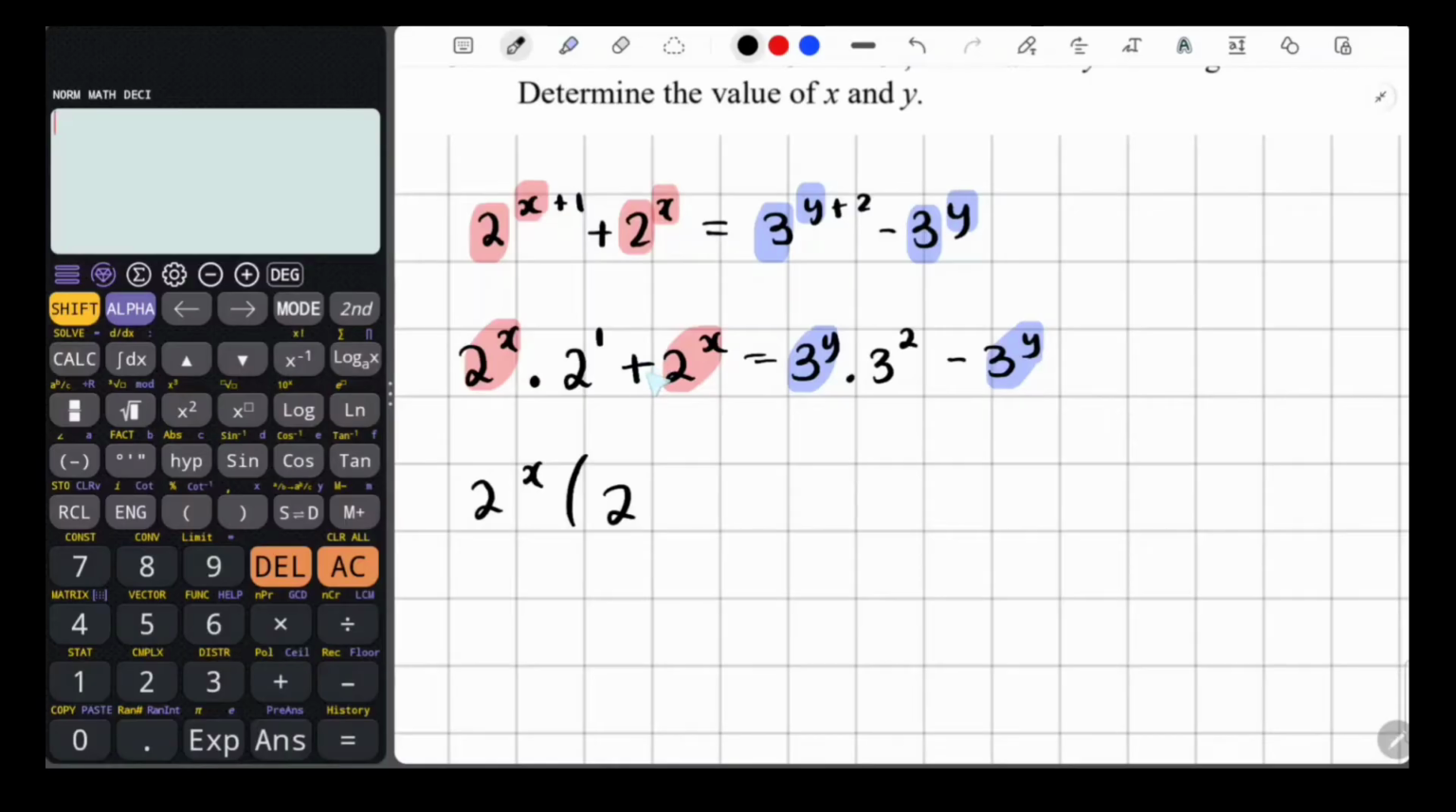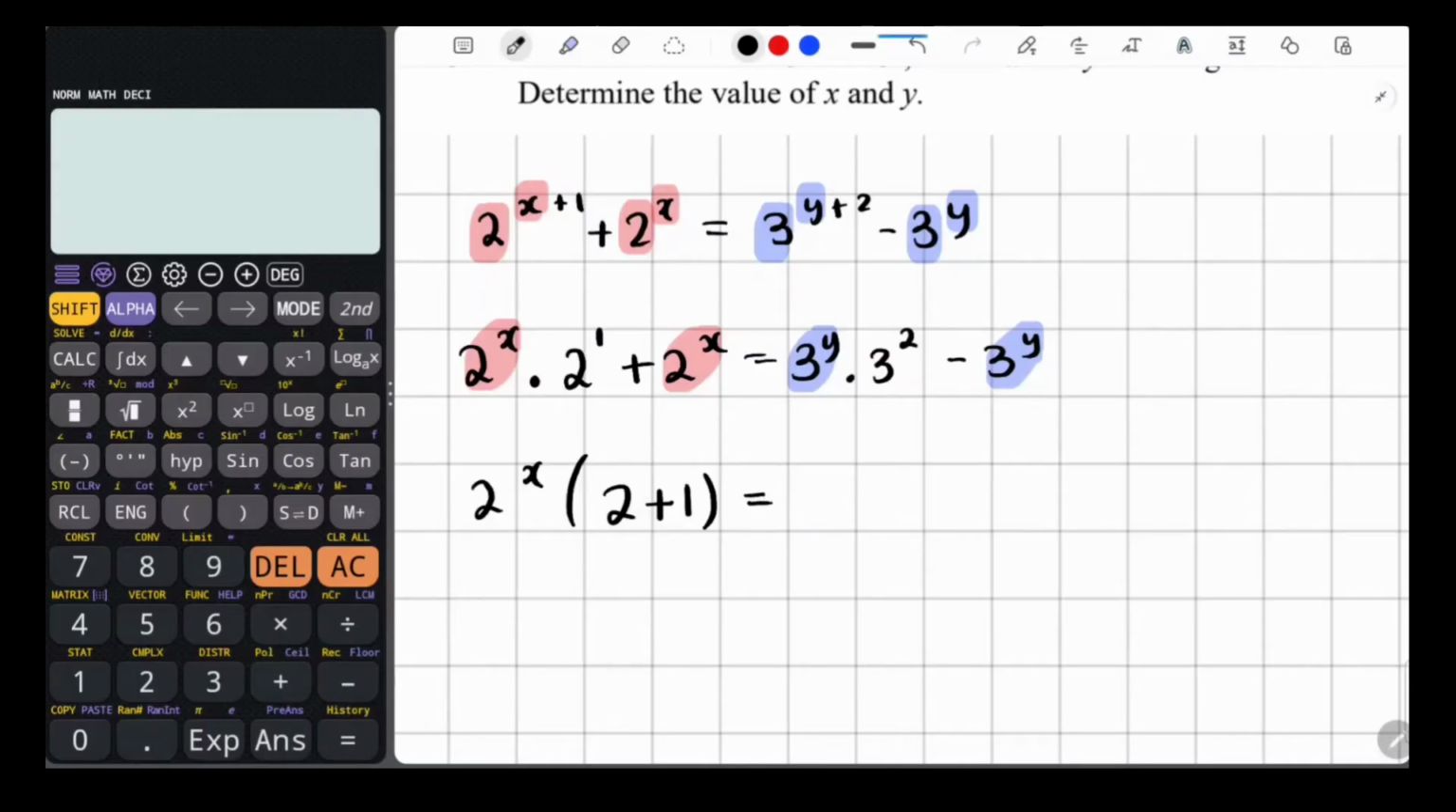Then we have a plus 2 to the power of x. So if you said this, positive 2 to the power of x divided by 2 to the power of x, that's just going to give you a positive 1. Because it's like, what must I multiply to this to get back to that? It's the same thing, just multiply by 1.